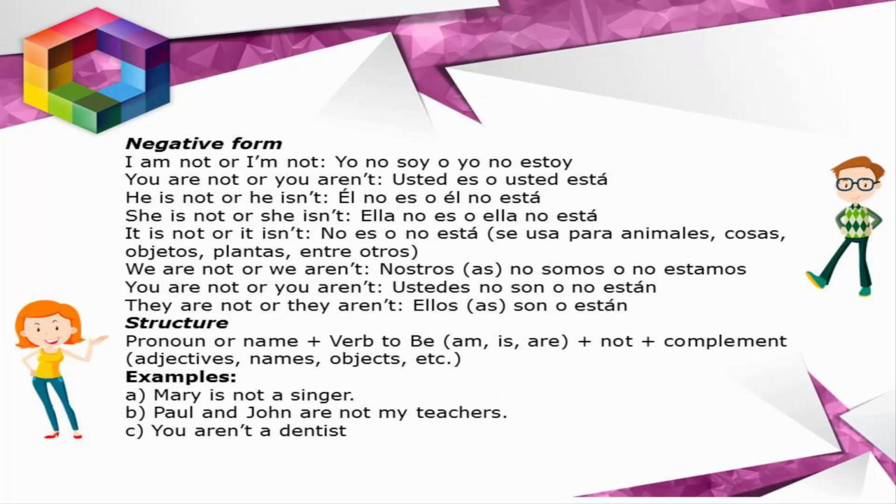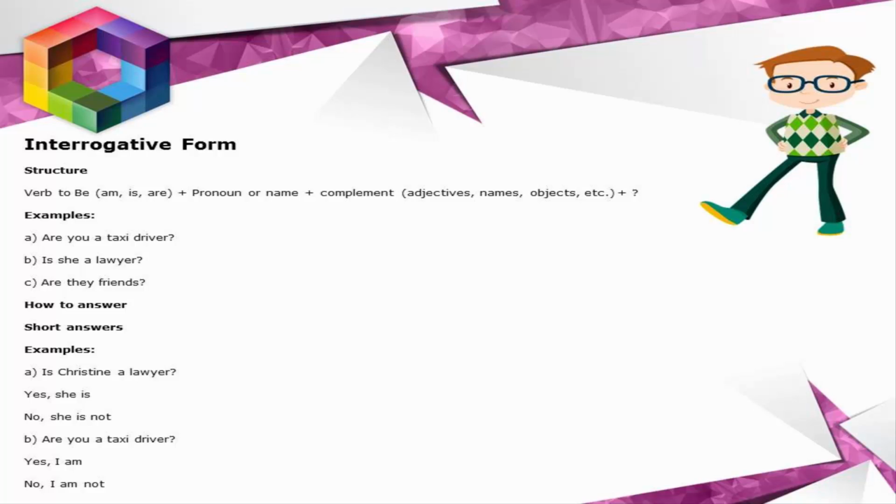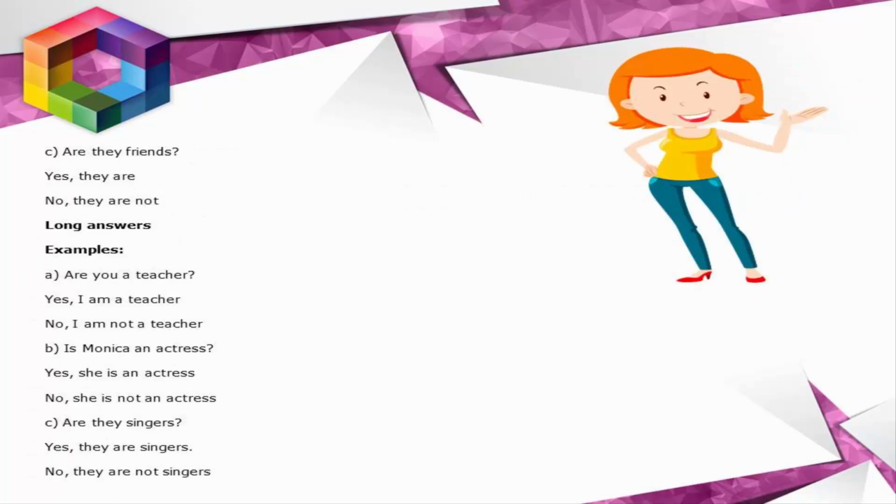The negative form, the same as I did with the affirmative form, explaining about the particle not, explaining that with this particle we form the negative form in this tense in English. And the interrogative form, explaining about the structure and how to give short answers and long answers in English.